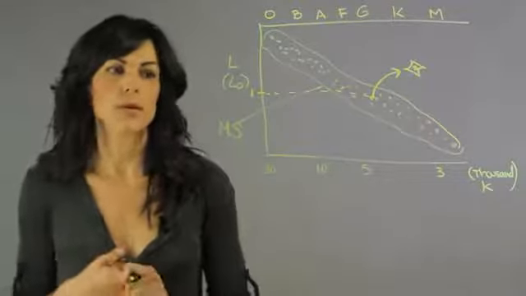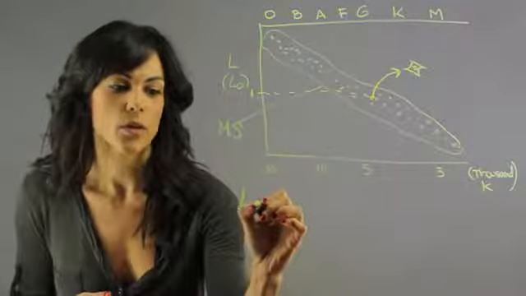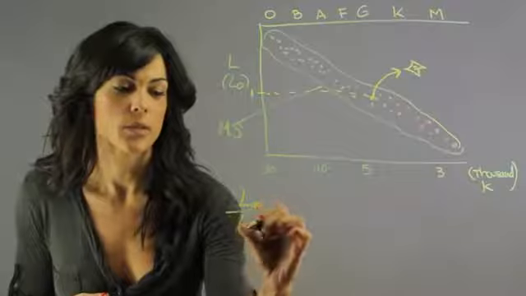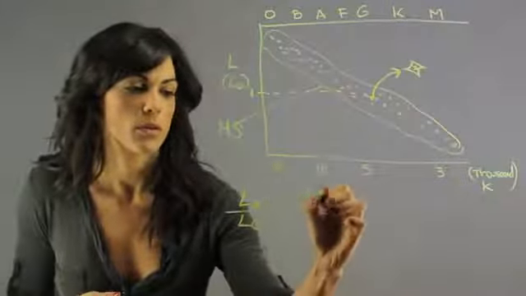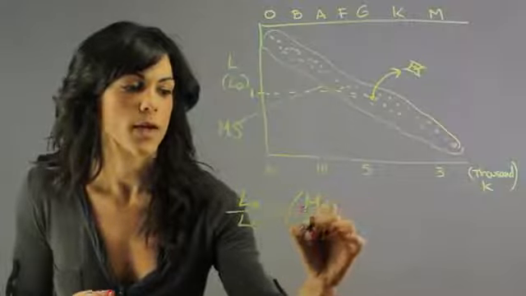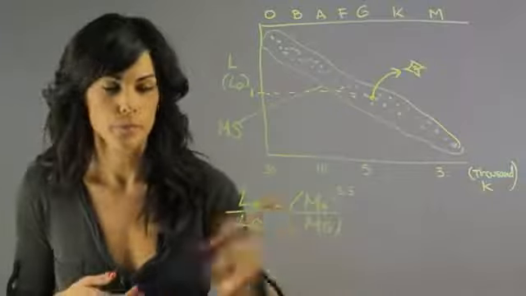So one of the mathematical models for this is that the luminosity of the star that you're looking at divided by the luminosity of the sun is equal to the mass of the star that you're looking at divided by the mass of the sun to the 3.5 power.